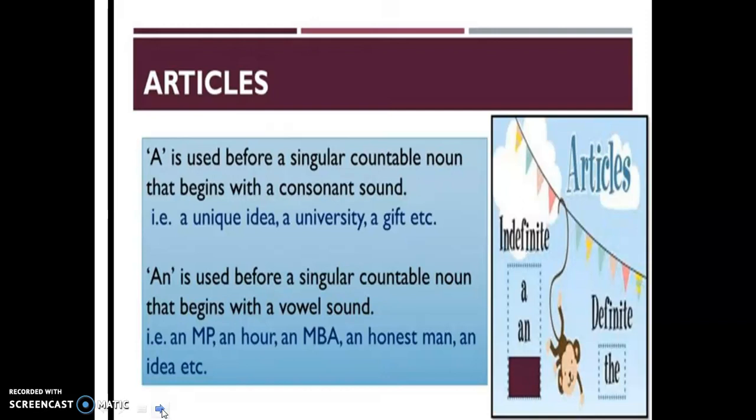An is used before a singular countable noun that begins with a vowel sound. Examples: an MP, an hour, an MBA, an honest man, an idea.